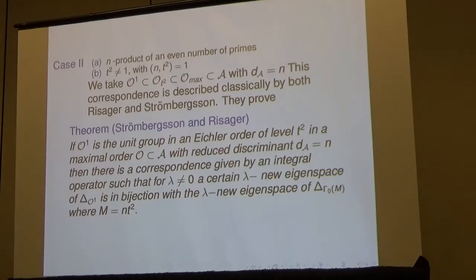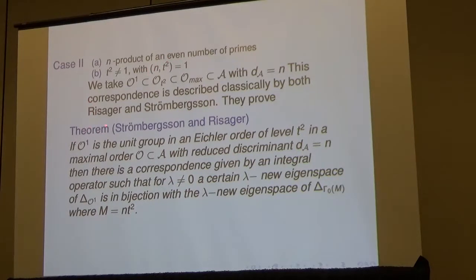The second case, what I looked at was a situation where, you see, essentially the game is, I know what I need N to look like, and really it's just a question of figuring out what sort of unit groups coming from orders will satisfy the relationship that I'm looking for. So in the second case, if I take t squared to not be 1, but I want to take N and t squared to be relatively prime.